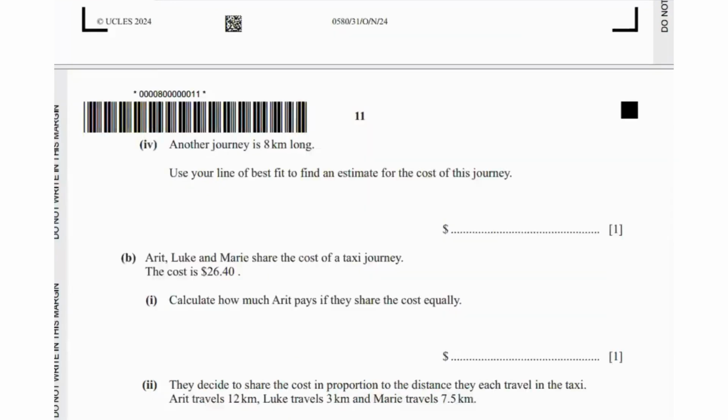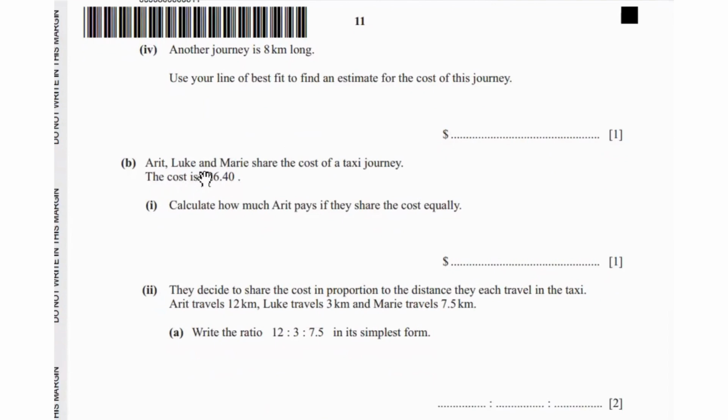Then Arif, Luke, and Marie share the cost of a taxi journey. The cost is $26.40. Calculate how much Arif pays if they share the cost equally. So if they're sharing it equally, then we just divide the cost by 3. And that leaves us with $8.8.